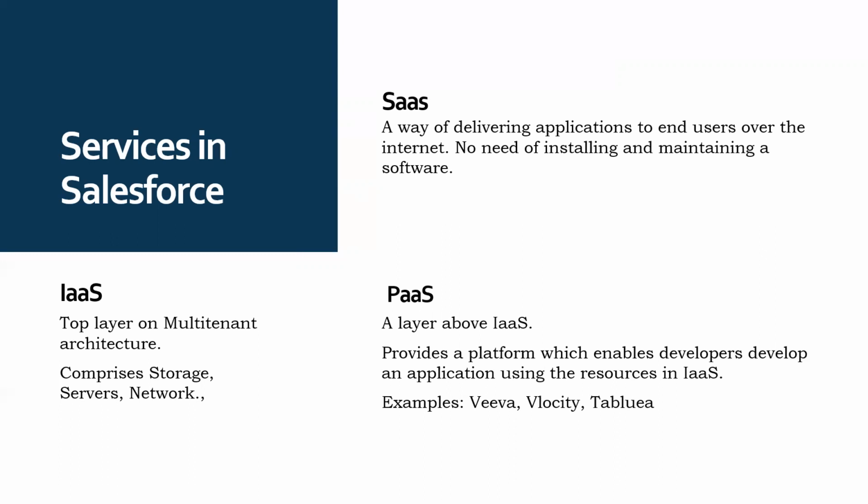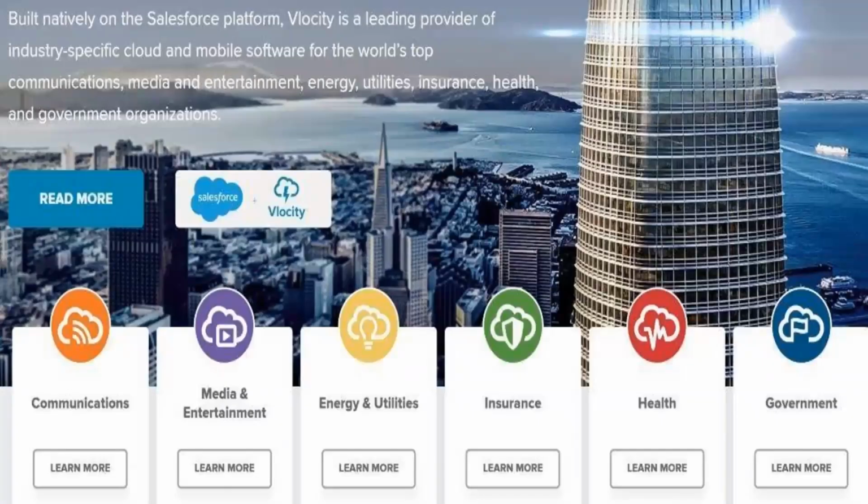So in this session we are talking about Velocity. Velocity is actually built on Salesforce and provides a feature to a customer to navigate across the application, and it is very easy to access this Velocity on the web. And the last service is SaaS. In SaaS there is no installation or maintaining of software. It is just delivering applications end to end over the internet. Okay, let's see the various industries in Velocity.